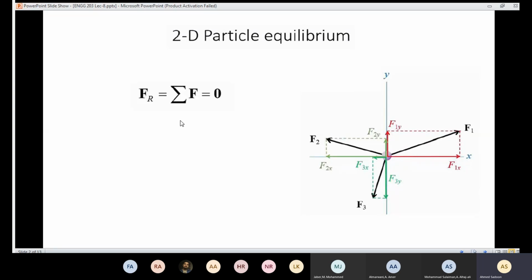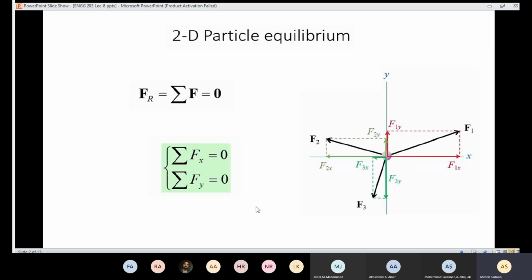Then I'm going to apply the formula, which is in the form of the summation of the forces in X direction equals 0, and the summation of the forces in Y direction equals 0. And then I'm going to have two unknowns and two equations. I can easily solve that.